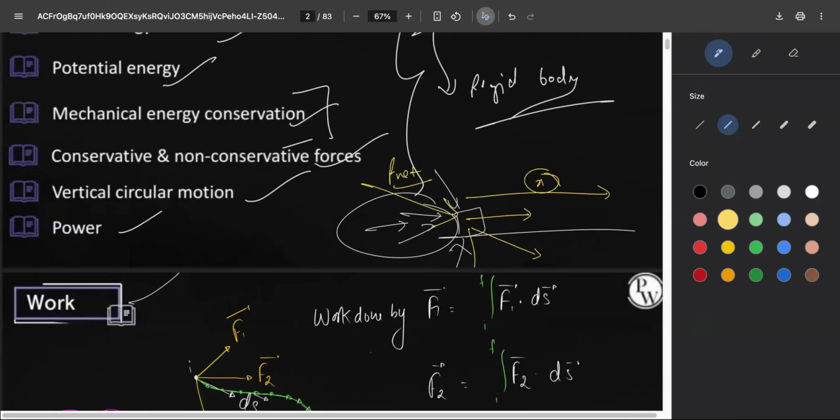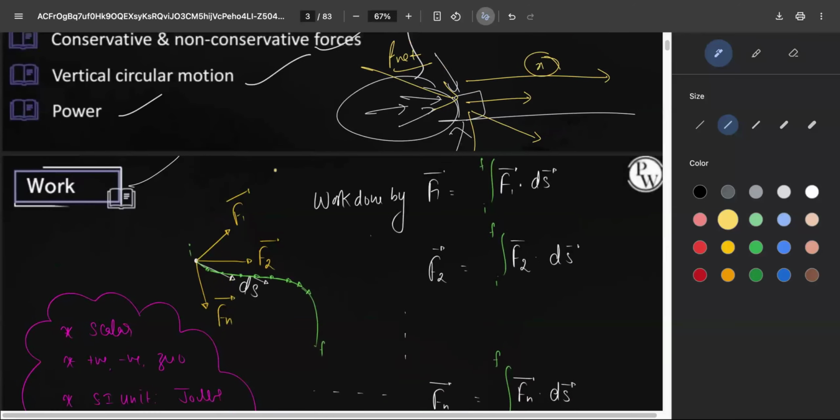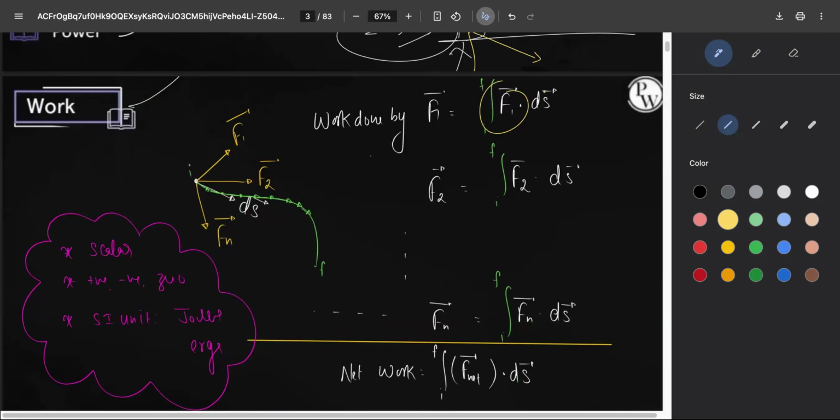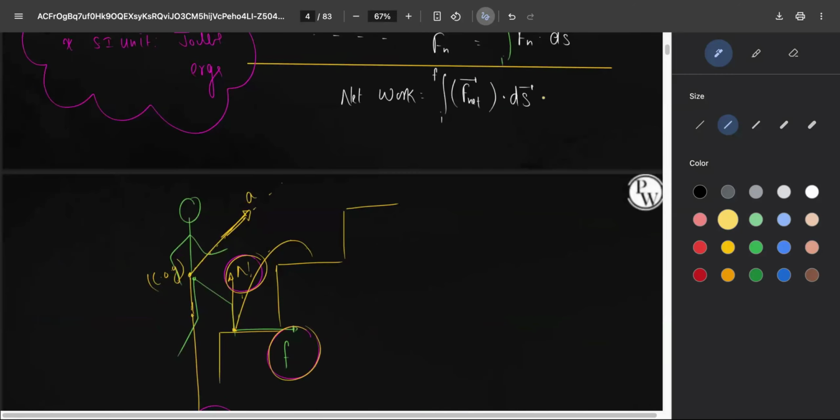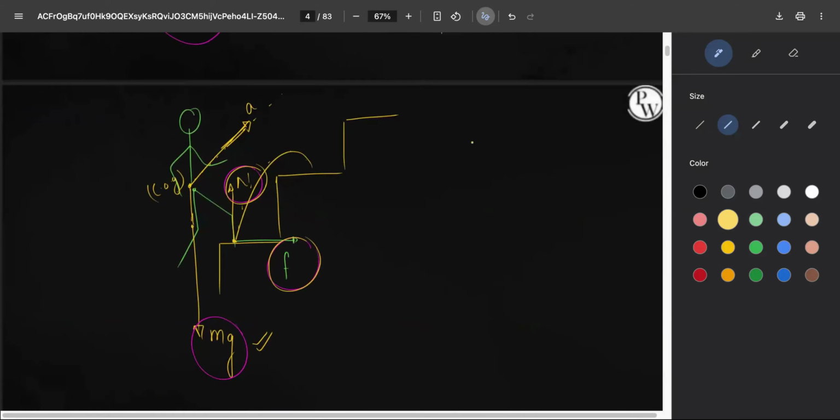So what is work done? Work done is very simply, not going into the vector representation right now, whatever distance you moved and which force has carried out the movement in that direction. If you multiply those two, you are going to get the work done.